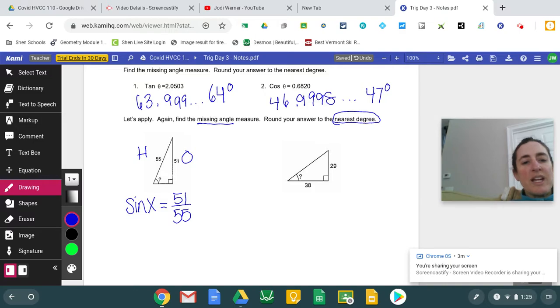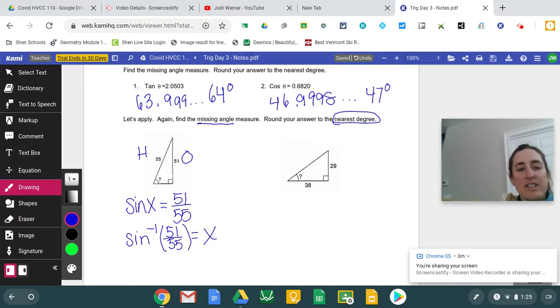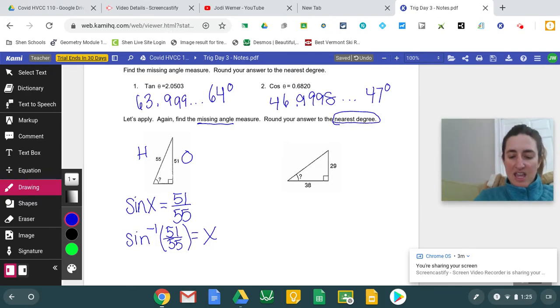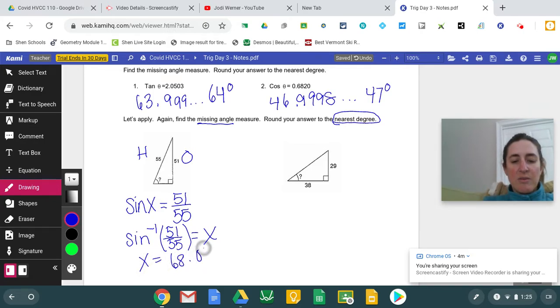Instead of cross multiplying like I did yesterday, I'm going to have to use those inverse keys. So sine to the -1 of the ratio 51 divided by 55 is going to give me the measure of the angle. I hit second sine, 51 divided by 55 in the calculator, and if I hit enter, I end up getting x is equal to 68.013 and so on. I'm rounding to the nearest degree, so it's approximately 68 degrees.